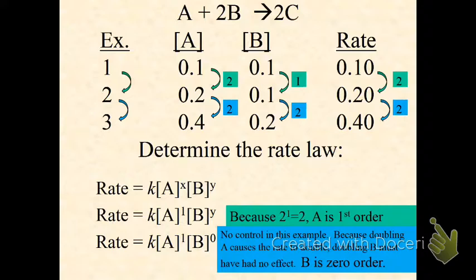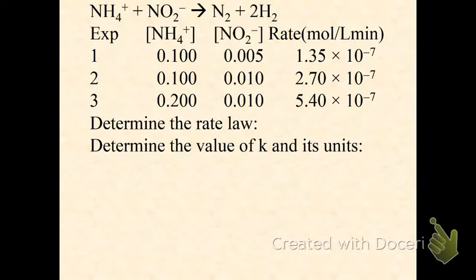They can't both be equal at the same time. If both of them had an order, both would affect the rate. It's just that so far we've held one constant and been able to check. In this case, B is never changing without A, where A is constant. All right, so we're going to determine the rate law, and then we're going to determine the value of k in this one.